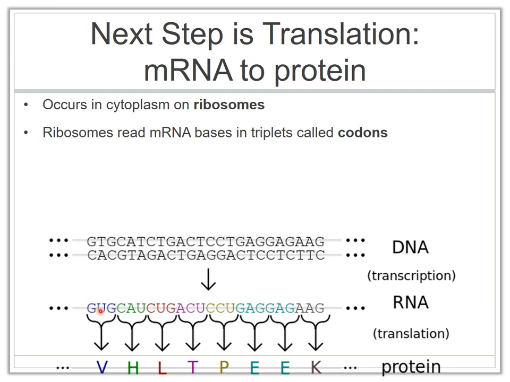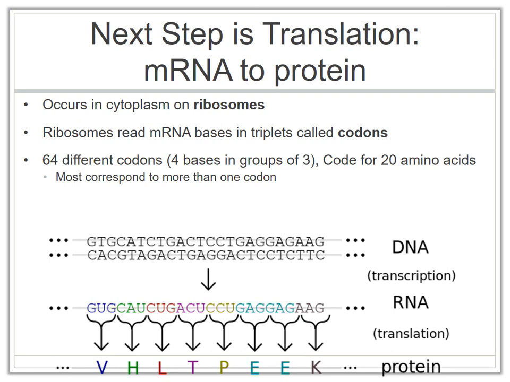Each of these codons will be read as one, and it will translate to an amino acid that will be creating the protein. Remember that a protein is a string of amino acids, and so these codons, the triplet nucleotide, will convert or translate to a particular amino acid.